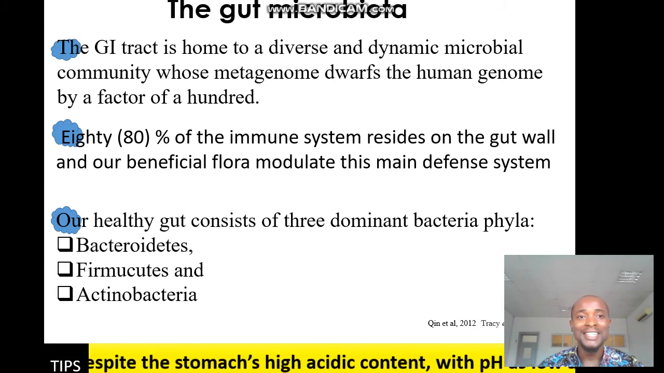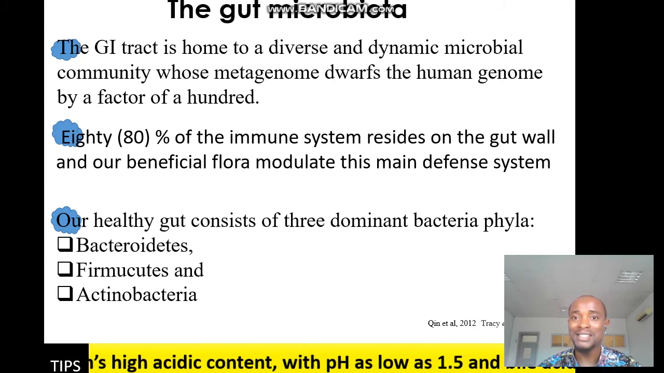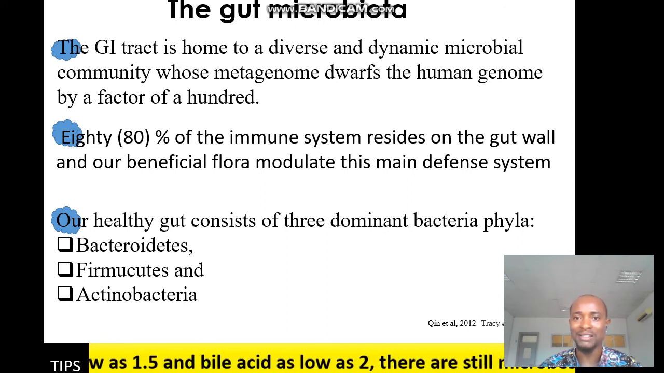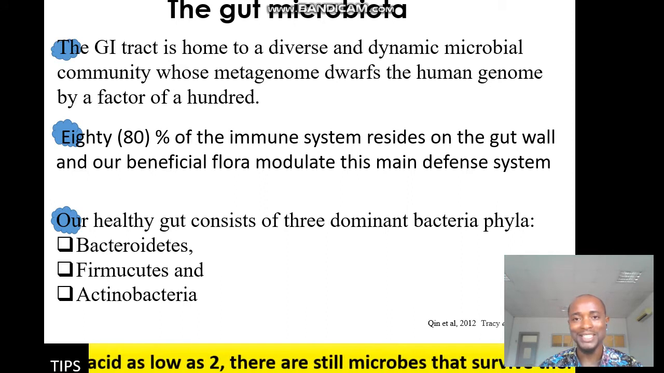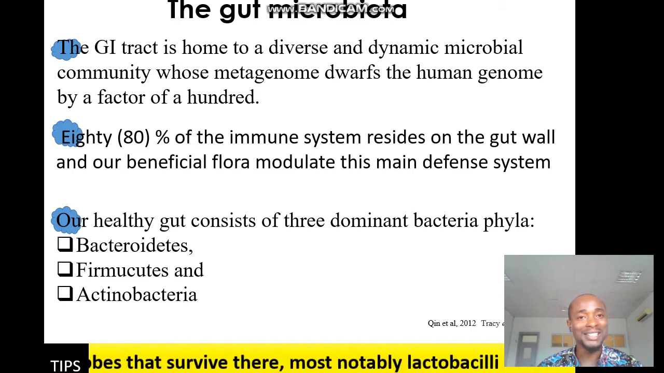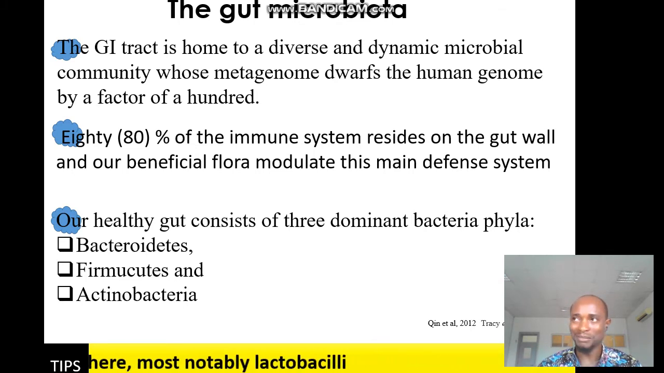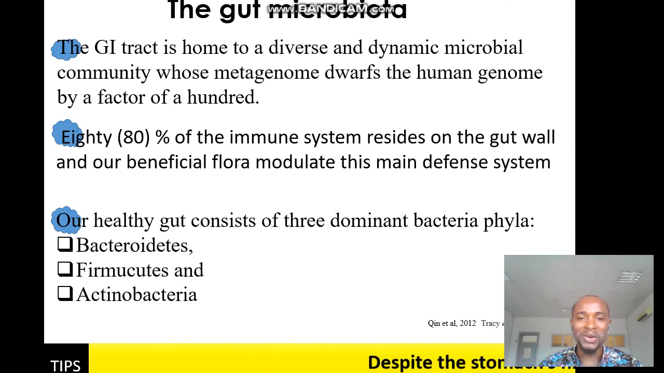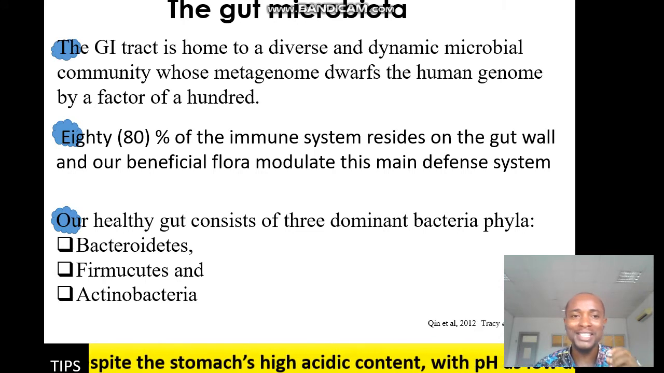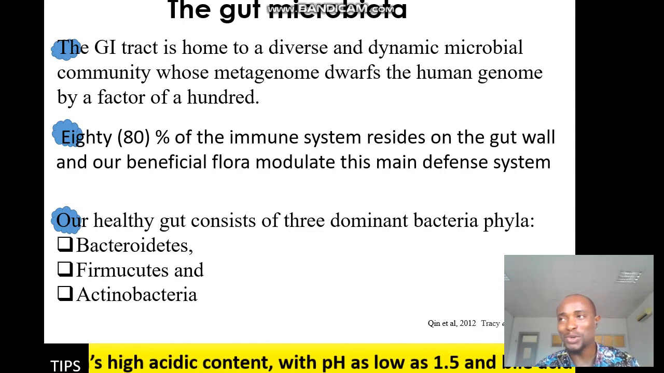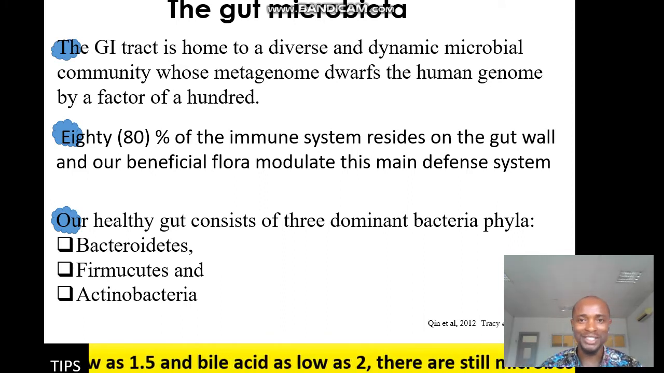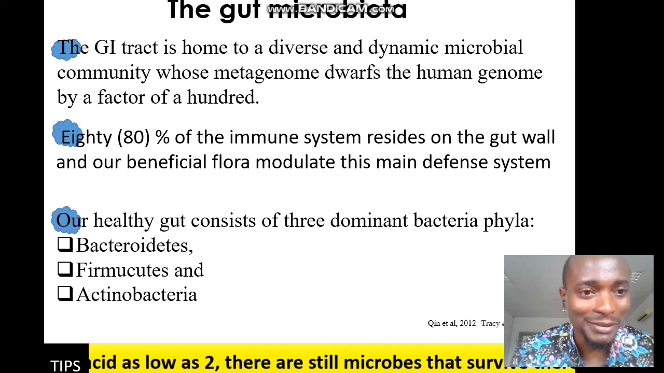Note that 80% of the immune system resides on the gut wall, and our beneficial flora modulate this main defense system. Yes, 80% of your immune system is contained in the guts. So you can see that the ecological community of microorganisms that inhabit the gut constitute over 80% of the immune system, compared to what we were taught in school about the pluripotential stem cells, the lymphoid progenitors and the myeloid progenitors and all that.